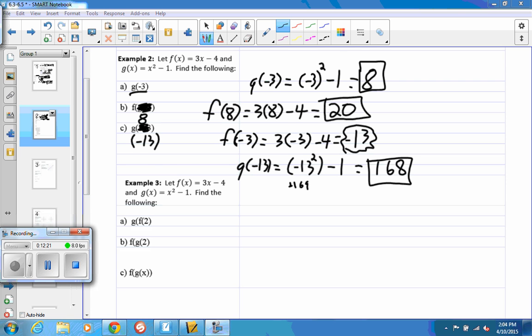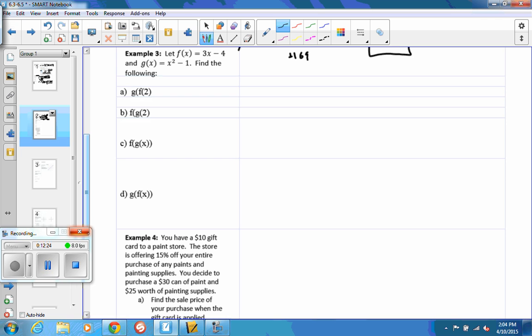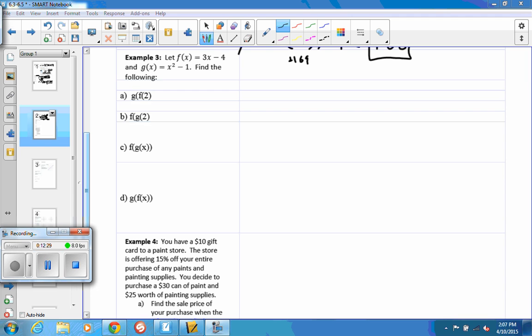All right, do A and B on your own, and then we'll do these two. So g of f of 2. First I need to find my f of 2, right? So I'm doing f and plugging 2 in. 3 times 2 minus 4. Keep working. 3 times 2 is 6, minus 4 is 2.